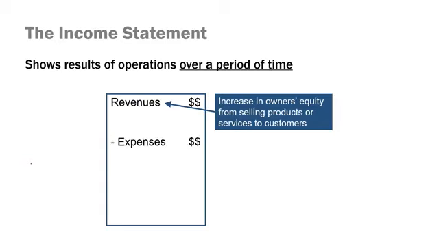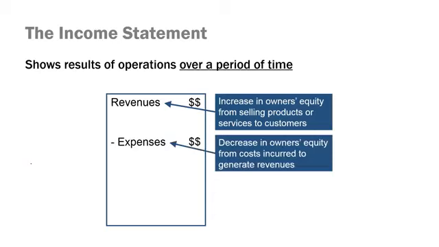From revenues, we see expenses subtracted on the income statement. Well, what are expenses? You might expect, given what we said revenues were, that expenses are decreases in owner's equity from the cost that the company incurs to generate those revenues.